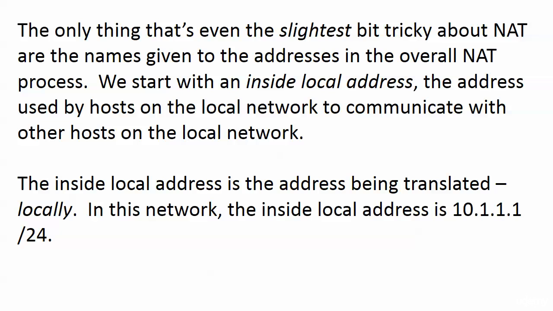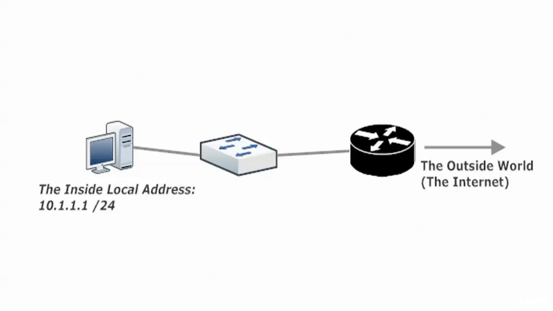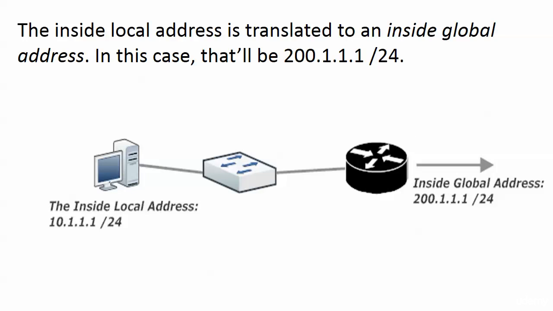It's the address used by hosts on the local private network to communicate with other hosts on the local private network, and it's being translated locally. It's being translated by a router on our side of the WAN. And in this network, the inside local address is 10.1.1.1/24. No problem, right? Well, inside global is the next address up. Once that address is translated by our router, then we have our inside global address. In this case, I just pulled an address out of my hat, 200.1.1.1. The address has been translated, and that gives us our inside global.